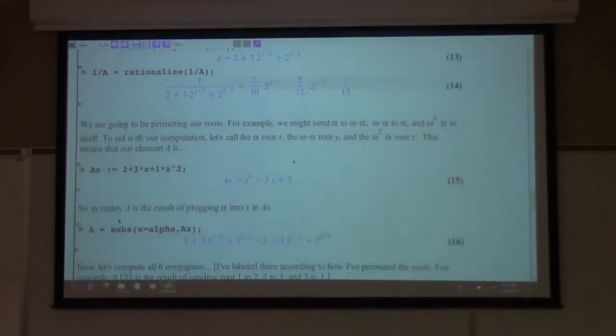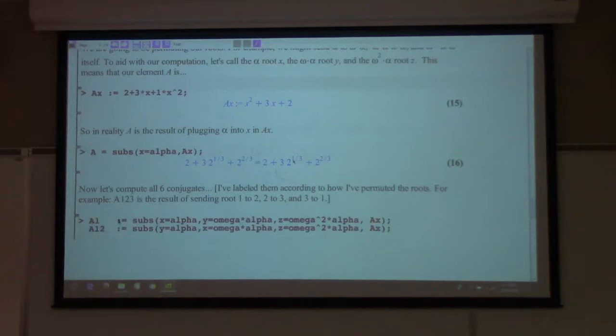So just to make things a little bit easier to follow, Bill invents an x. He calls, let's see here, A x is really that. What is the x? He says, let's call alpha x. So omega alpha y, omega squared alpha z. Our element A is that. Where's the y and the z? Oh, is it a times x? A times x. Oh.